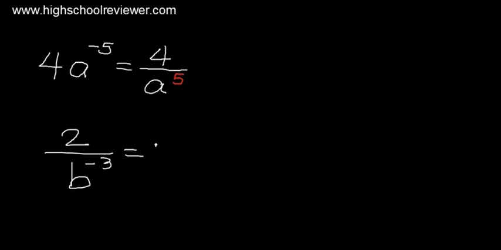2 will remain in its place, so we have here 2, and then from the denominator, our b now will be on the numerator, and our exponent from negative will become positive 3. 2 all over b raised to negative 3 is equal to 2 times b raised to positive 3.